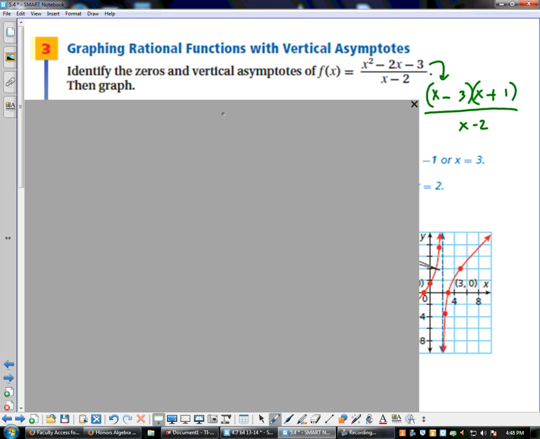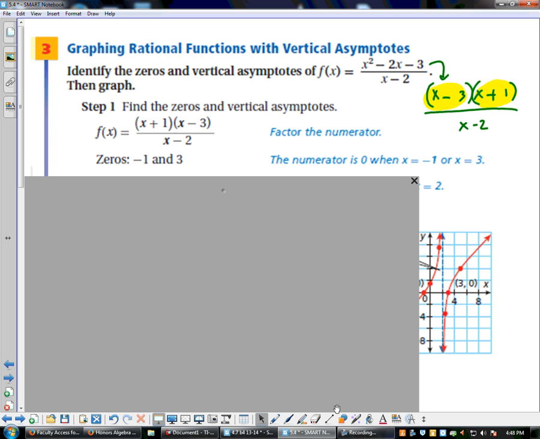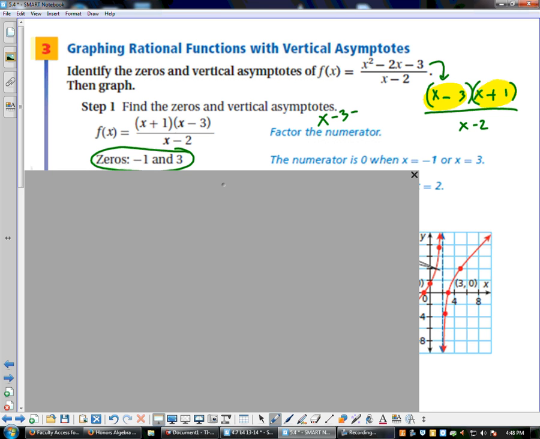But I want to know when the numerator is going to be equal to 0. So I'm going to set this equal to 0, and I'm going to set this equal to 0 to find the zeros. When I do that, I end up getting the zeros to be negative 1 and 3. If I set x minus 3 equal to 0, I get x equals 3. If I set x plus 1 equal to 0, I get x equals negative 1. Again, that's setting the numerator equal to 0, so my zeros are negative 1 and 3.